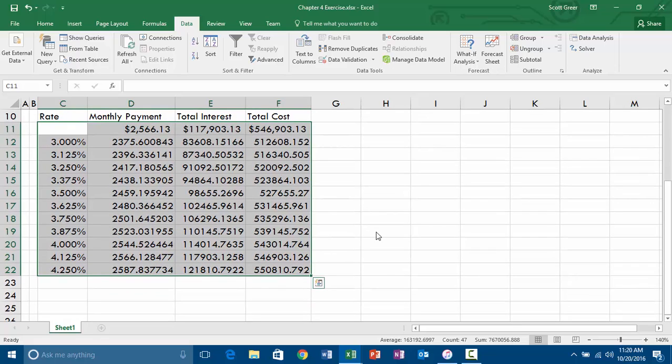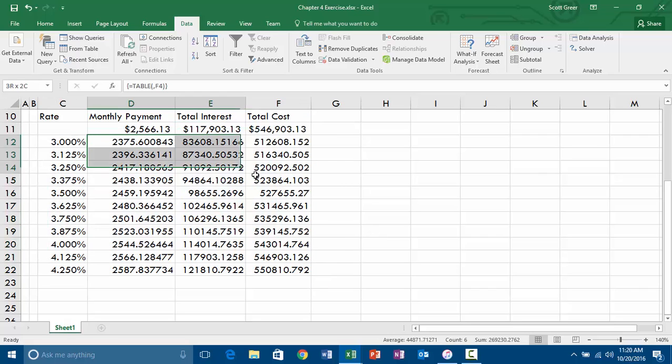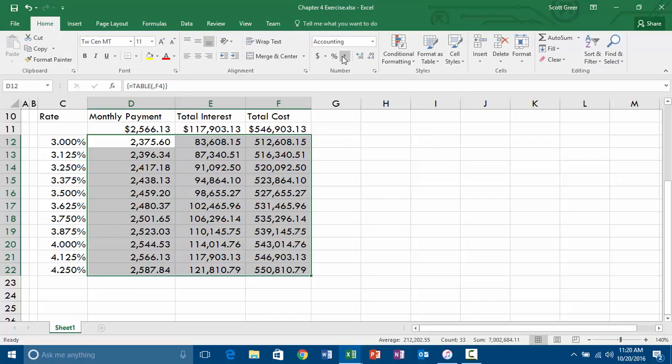And we are going to just do a comma style on this so we can actually read it. Home and Comma Style.